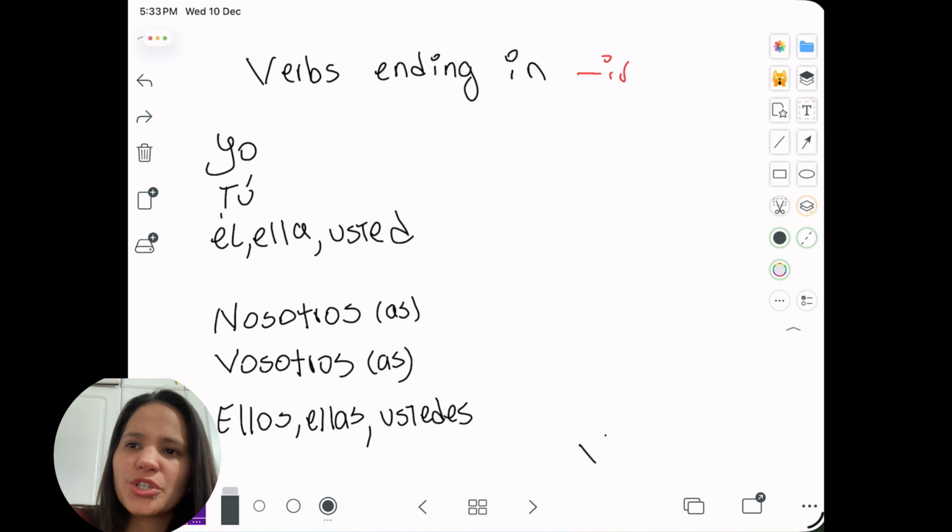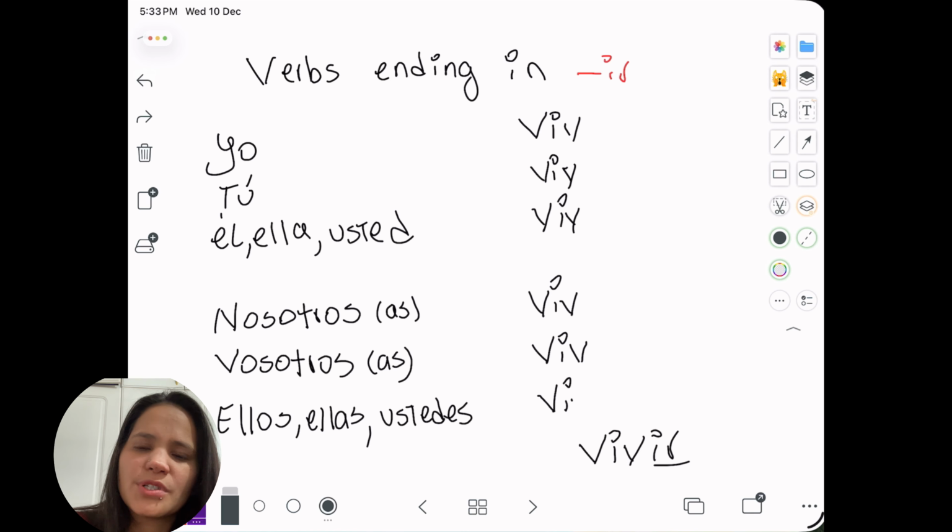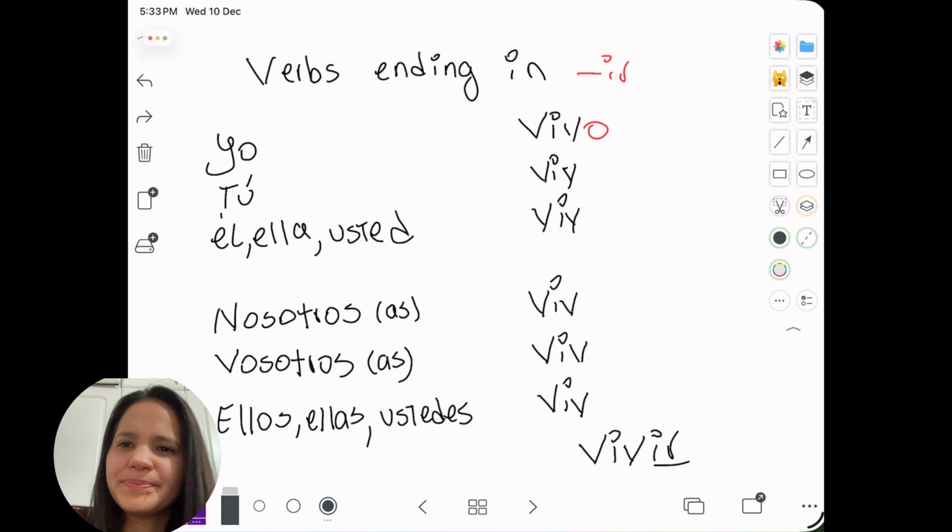All right, now we've come to the end and we're going to learn the last group, which is the verbs ending in IR. We chose the verb vivir. So we do the same. We take the stem for every person and then we add the ending. So, vivo, vives, vive, vivimos, vivís.